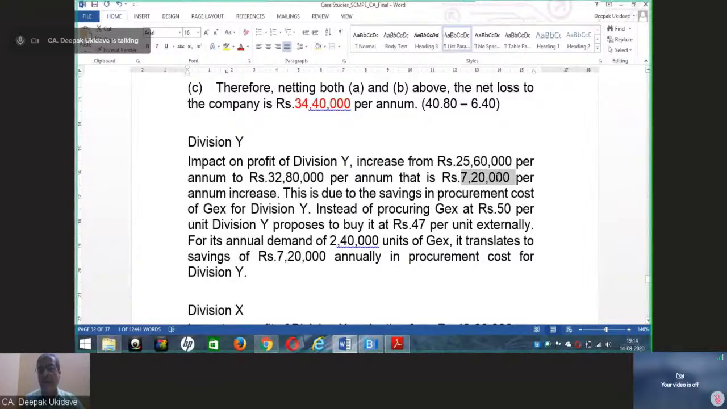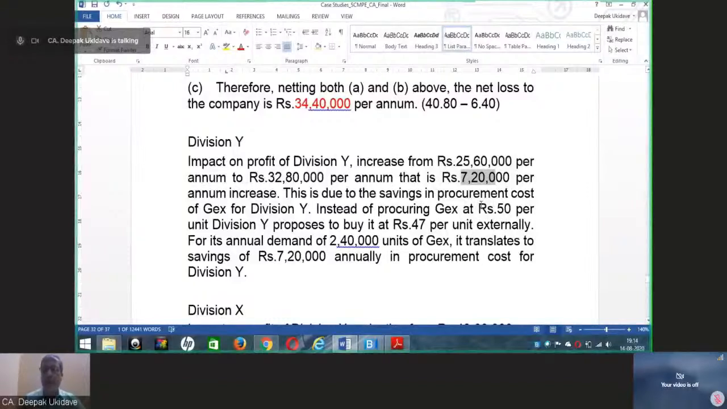Now this is again, you have to give the breakup of why there is an increase in profit of 7,20,000. You are giving an account of 7,20,000, so you will have to give reconciliation. That's what I say. This is due to saving in procurement cost of component for division Y.